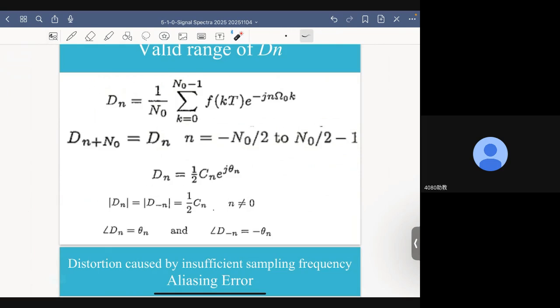Now, remember, Dn is not a real number. When you use this equality to determine Dn, what you will get is actually a complex number, which involves a real part as well as an imaginary part. But since we are looking at Dn from a polar coordinate perspective, what we will get is actually the magnitude and the phase of Dn.